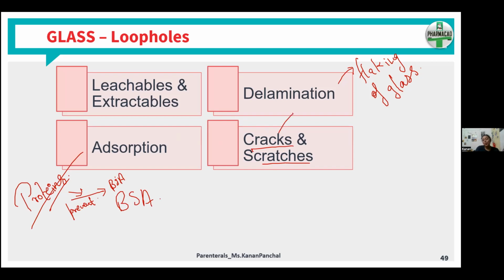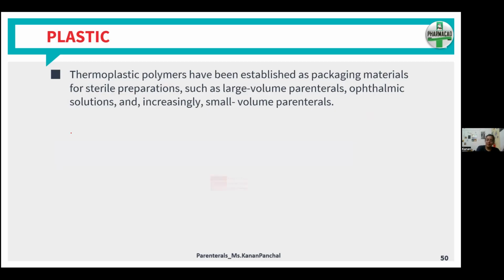Your glass is prone to cracking, scratches, and all of that. But the major ones are these. First is this, then is this, and then is adsorption. All right. So these are some loopholes about your glass.